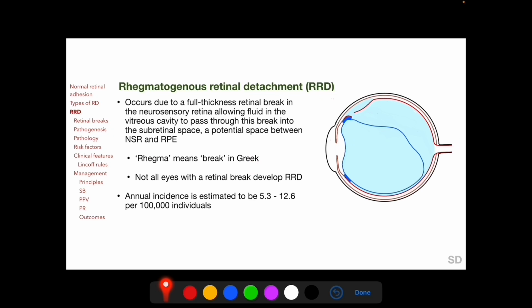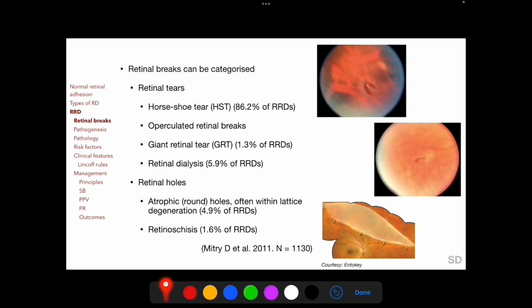And as we have discussed in the previous session, not all eyes with a retinal break develop a rhegmatogenous retinal detachment. The annual incidence of rhegmatogenous retinal detachment has been estimated to be between 5 and 12 per 100,000 individuals. As we have discussed in more detail in the previous session, retinal breaks can be categorized into retinal tears and retinal holes. Retinal tears include horseshoe tear or HST, as seen here in this clinical photograph, and horseshoe tear has been found to be the causative retinal break in the majority of eyes with RRDs.